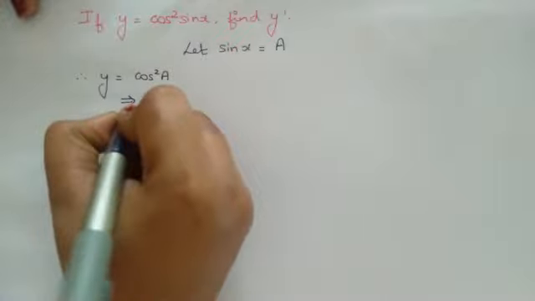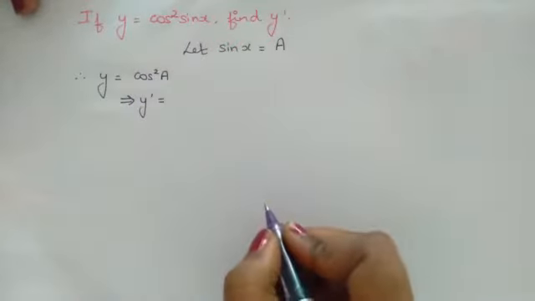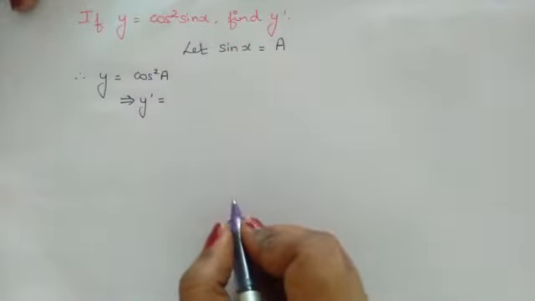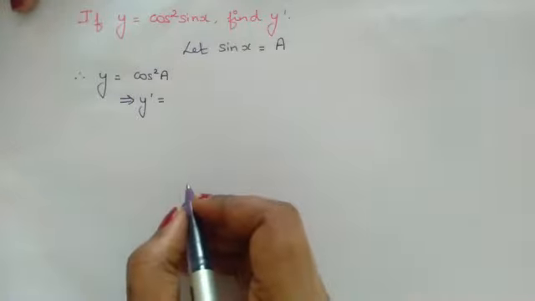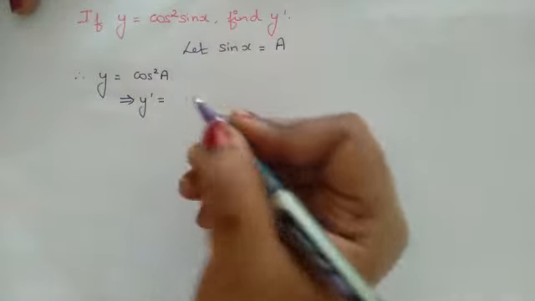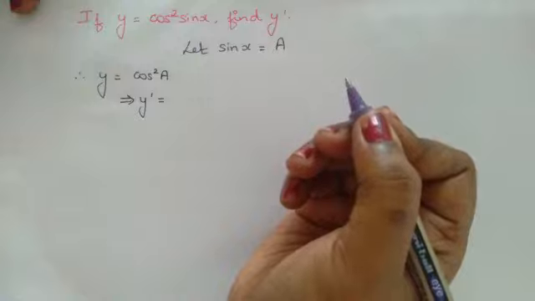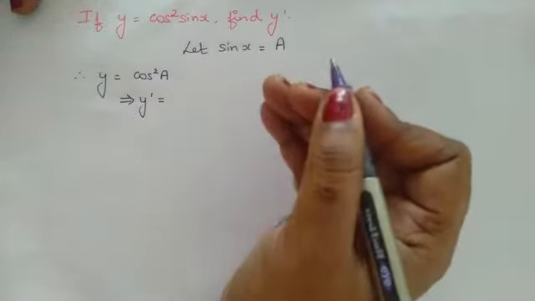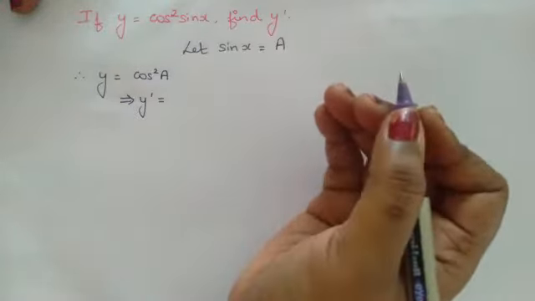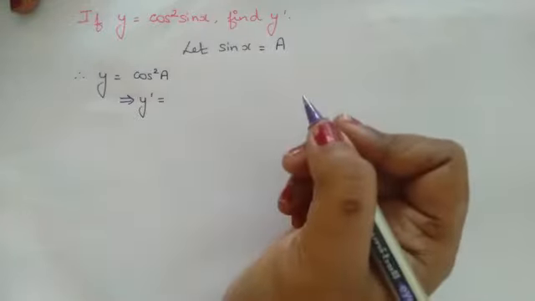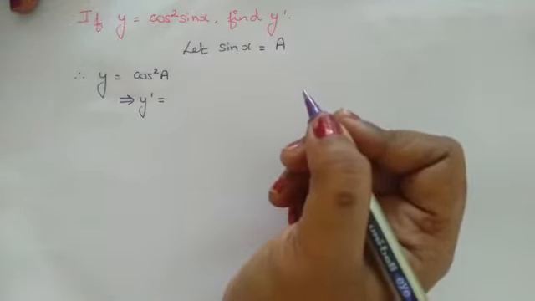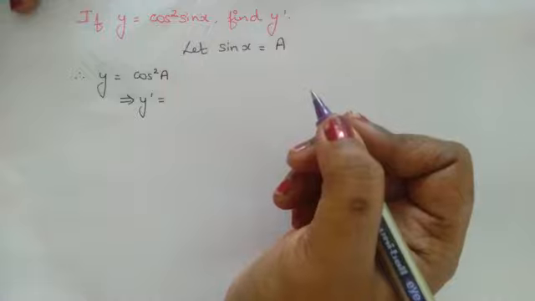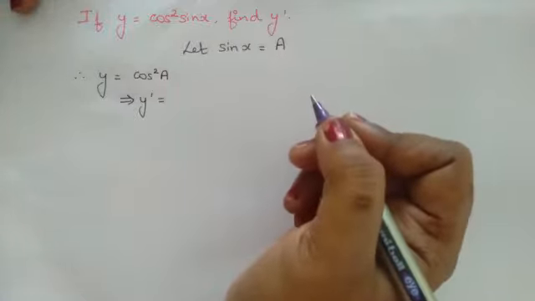This implies y dash equals, so how are we going to find the derivative in this case? You can do it in many ways. You can either split it as cos A into cos A and find the derivative, that is also right. Or you can follow this way, a method which I am going to show you now.